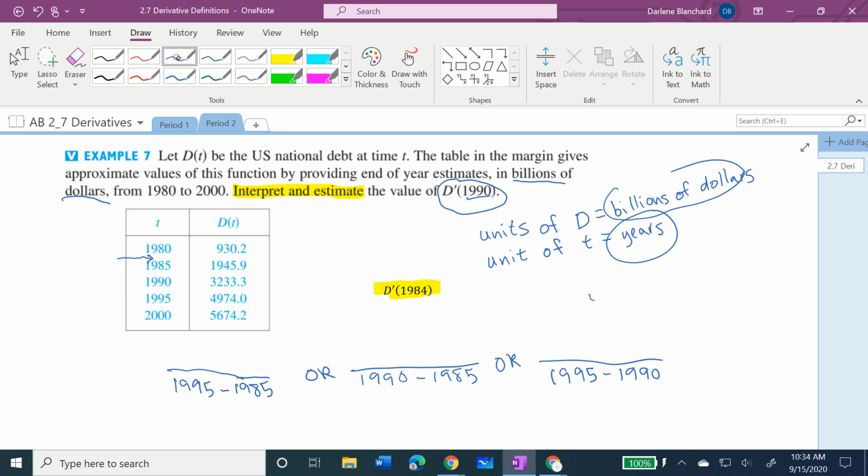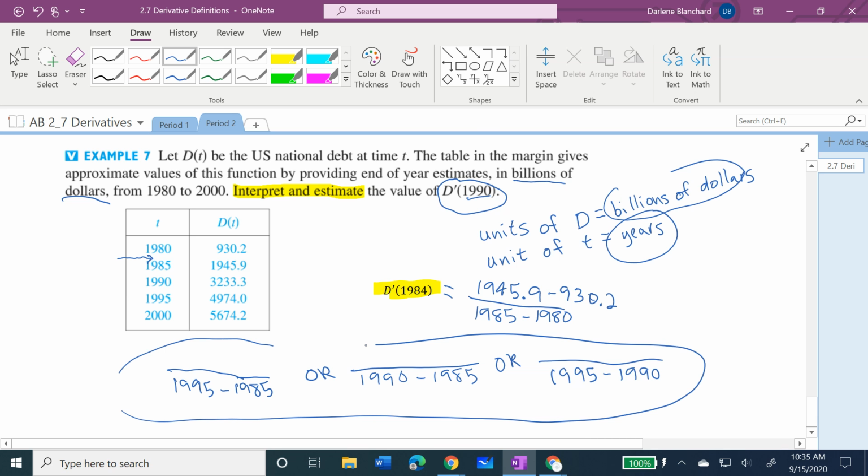So when you estimate for 1984, you must use the years 1985 minus 1980. And then I'll go ahead and write just this one out. And I'm going to assume that you understand how to write the numerators of these three. And again, those are how you can approximate, oh yeah, squiggle equal for approximate, D prime of 1990. All right.